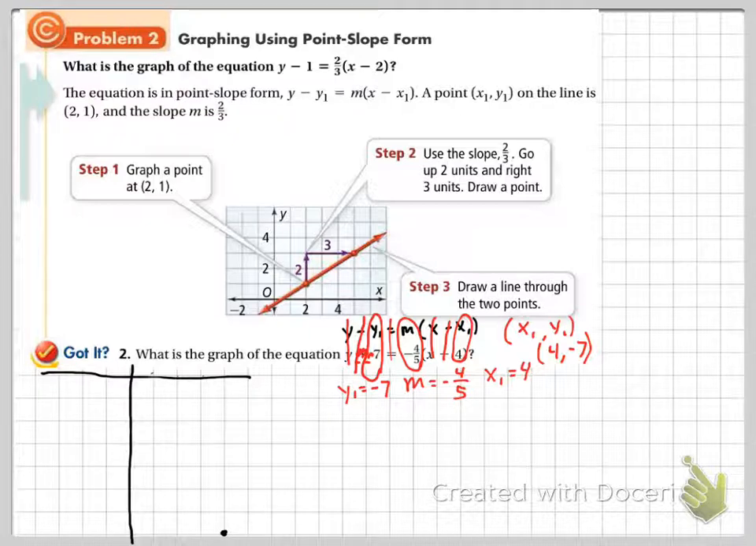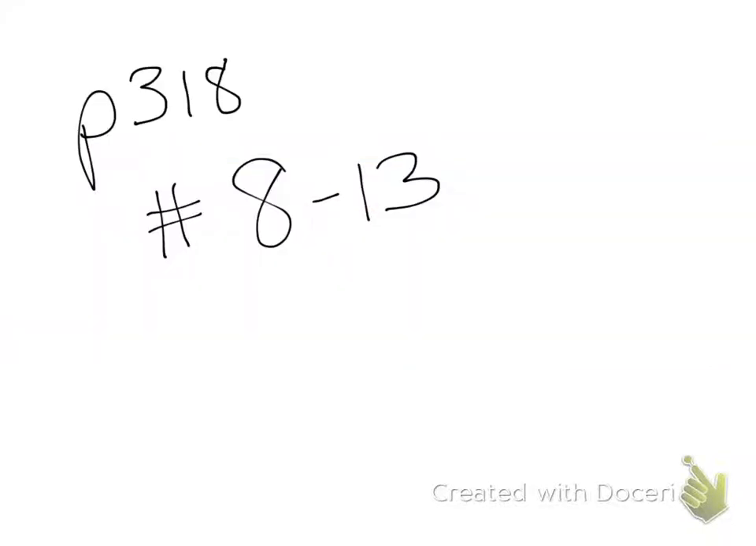And then I'm going to move with my slope. I'm going to go up 4. 1, 2, 3, 4. And I'm going to go to the left 5. 1, 2, 3, 4, 5. And then I'll connect them. And there's my graph. And there's your homework.